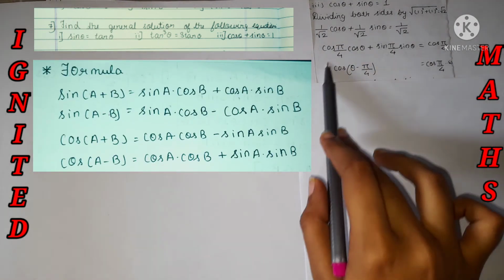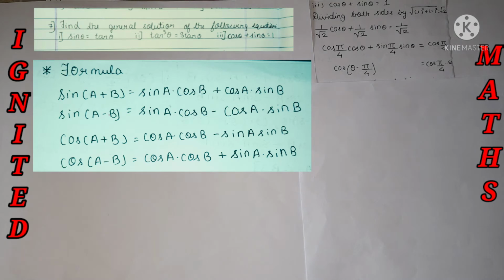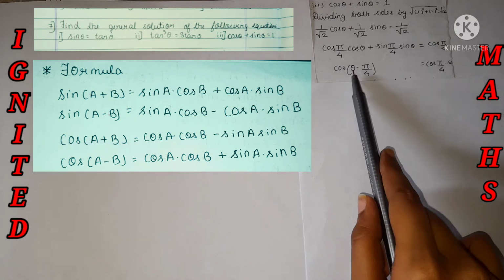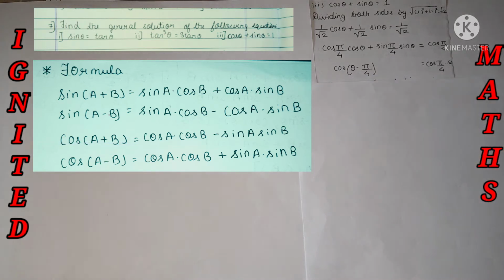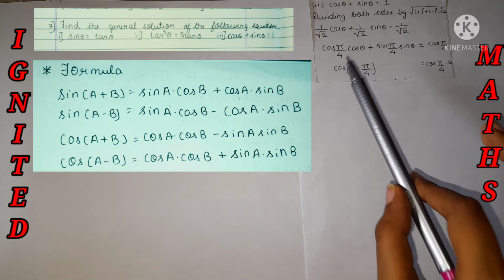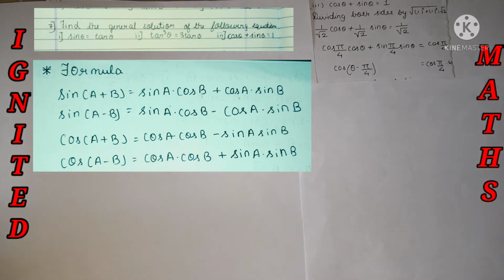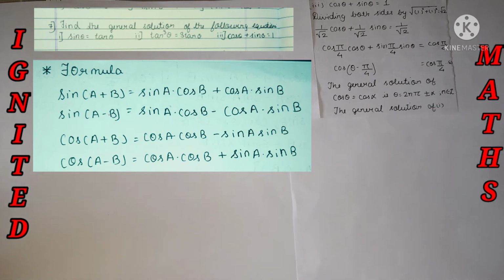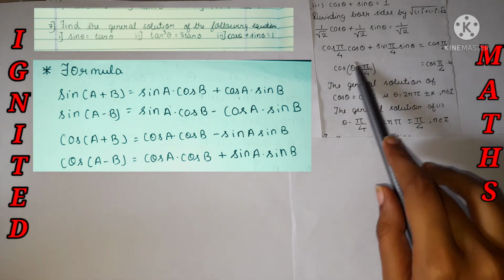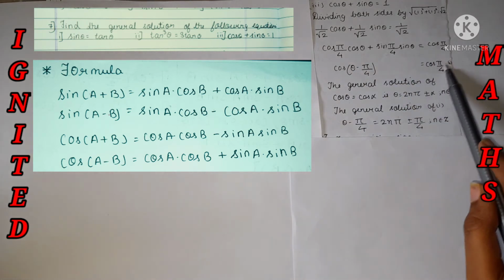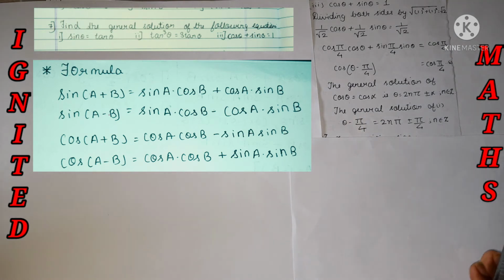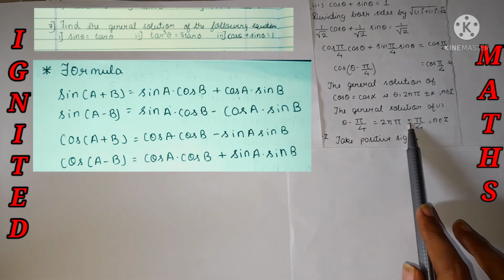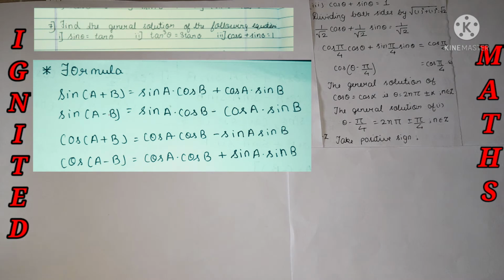So it was in the form of cos theta minus pi by 4, which is nothing but cos of a minus b is equal to cos a cos b plus sin a into sin b. In that format I have found it, in which we can find the general solution. Now it is in the form of cos theta is equal to cos alpha. So we know the general solution is 2n pi plus or minus alpha. Let's compare: theta over here is theta minus pi by 4 and alpha is pi by 4. So first we need to take the positive sign, and secondly we need to take the negative sign.